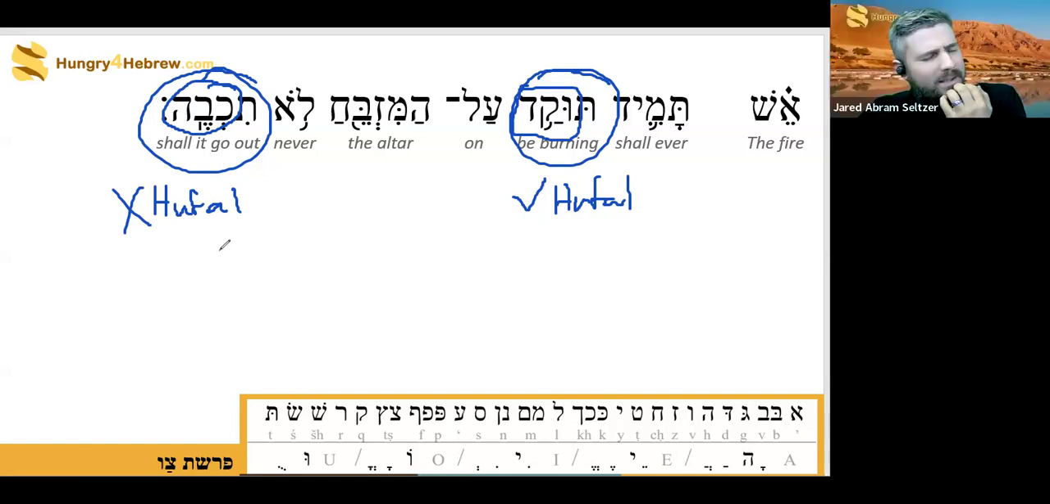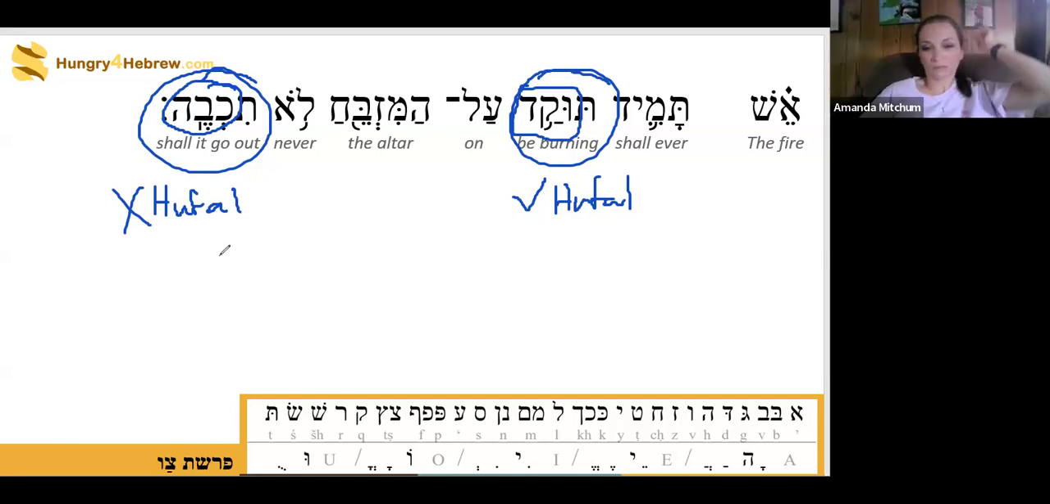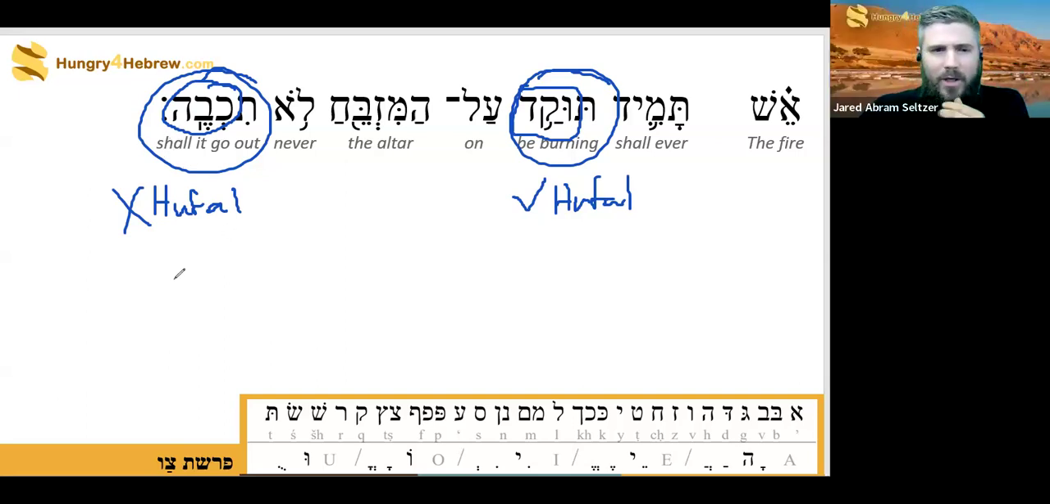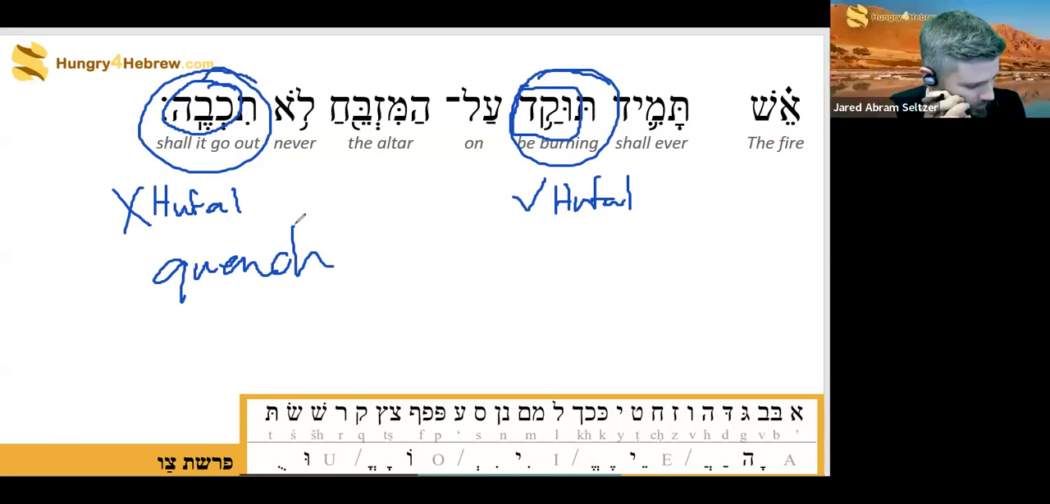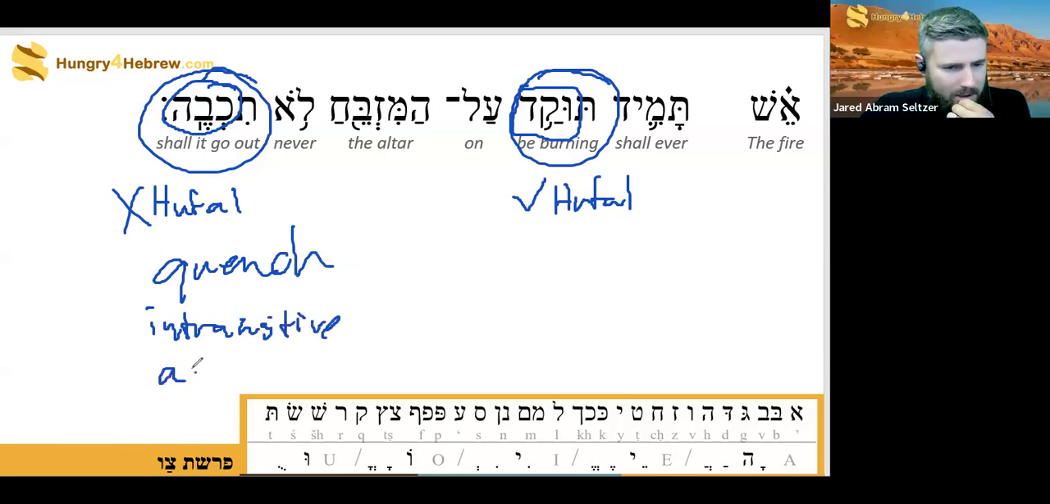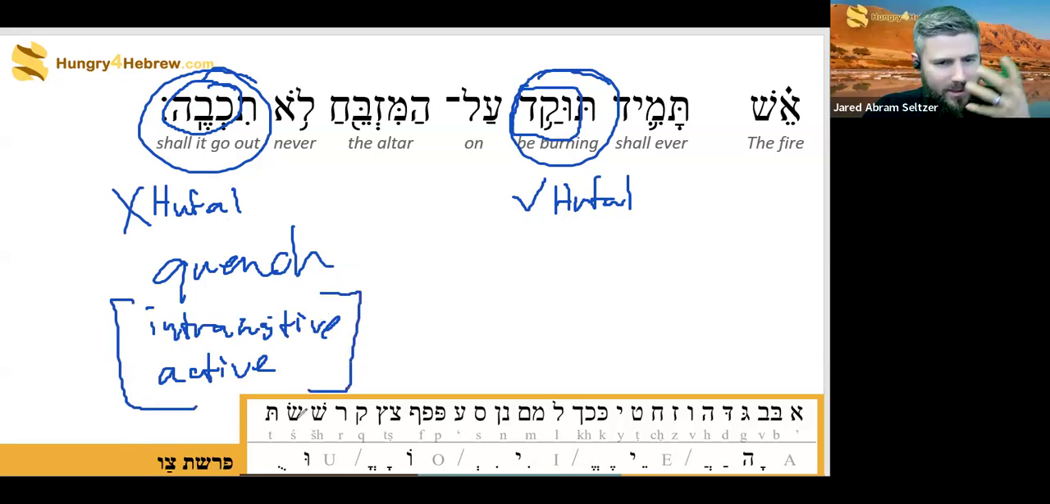All I can think of is a passive, not snuff, not extinguish, quench, maybe quench. So it's like it's already quench, kind of in a passive form. Well, no. That's what I'm trying to avoid. What I'm trying to do is come up with an intransitive active verb, and I can't think of one in English that represents the action of a fire going out.